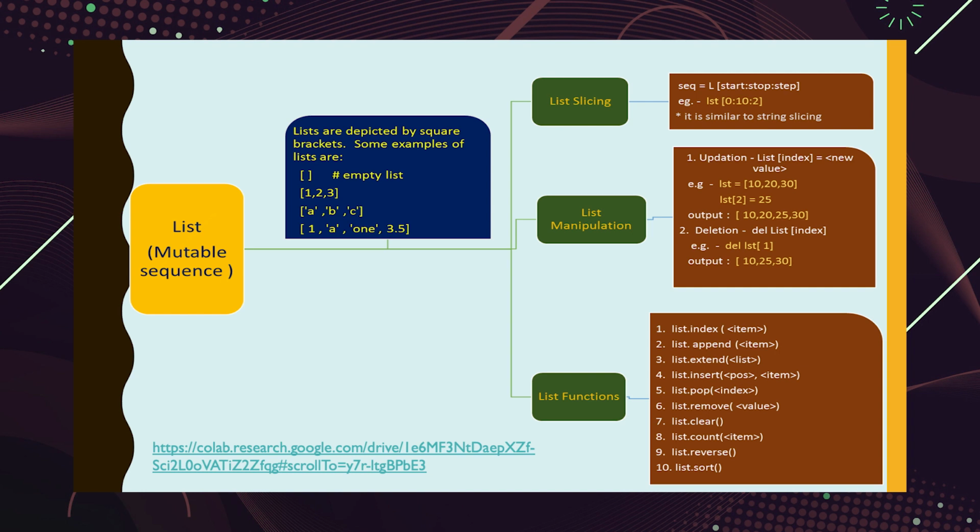Clear function. It removes all elements from the list. Count function. It returns the number of times a given element appears in the list. Reverse function. It reverses the order of the elements in a given list. Sort function. It sorts the elements of the given list in place. Try these above functions in a Python compiler yourself as you did in class 11th.